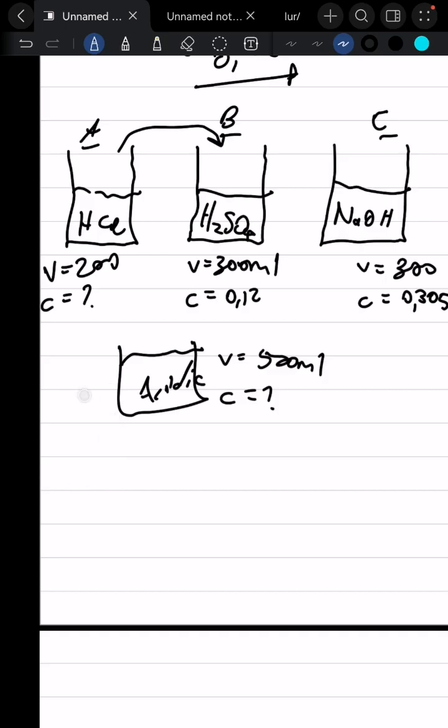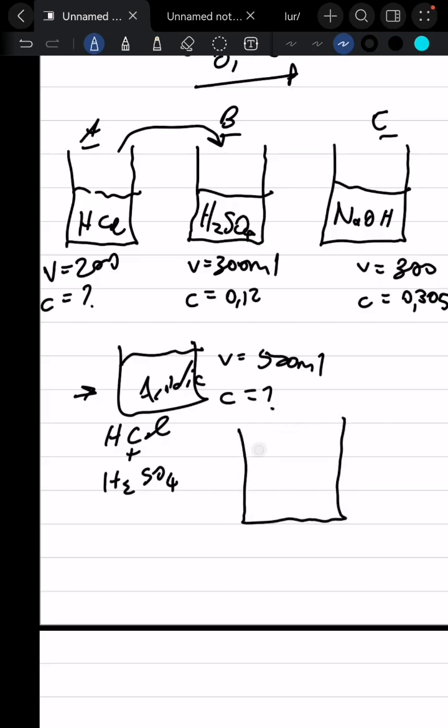Mix it: HCl plus sulfuric acid, meaning you would have a beaker that is very, very acidic, because these are both strong acids. What makes a solution acidic? If a solution is acidic, it means it has high concentrations of H plus ions.